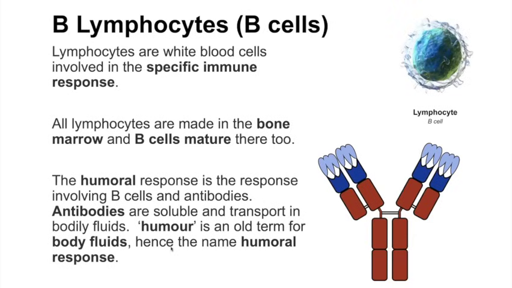Next then, we move on to the B lymphocytes or the B cells. As we already said, all lymphocytes are made in the bone marrow, but B cells mature in the bone marrow as well, which is why they're called B cells.